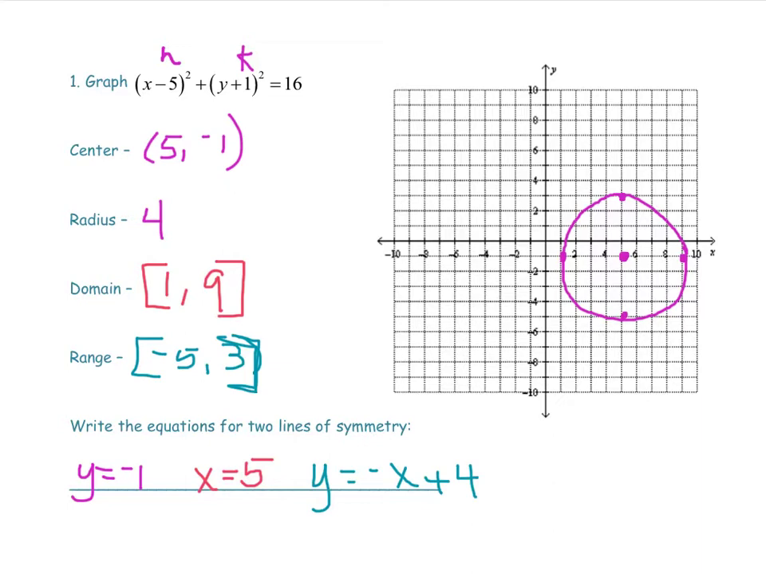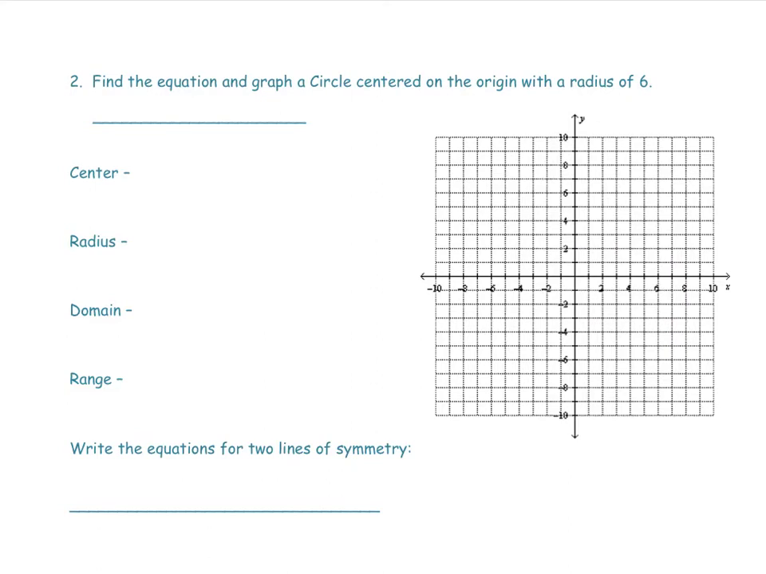Now let's do another example. In this example, it says to find the equation and graph a circle centered on the origin with a radius of 6. So this time we're not basing our graph on an equation. We're going to draw our graph based on this information and then write the equation.